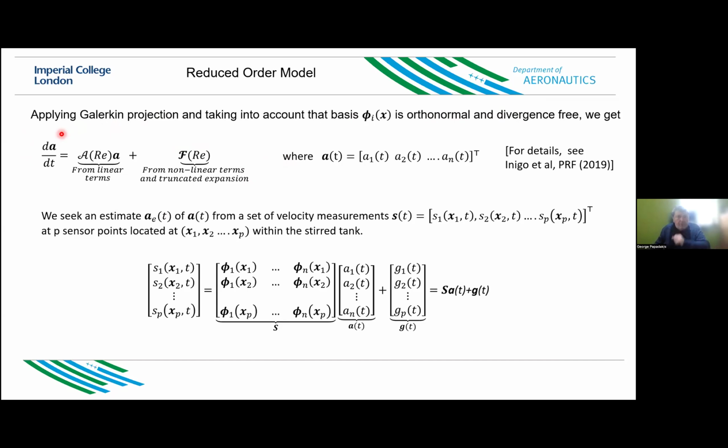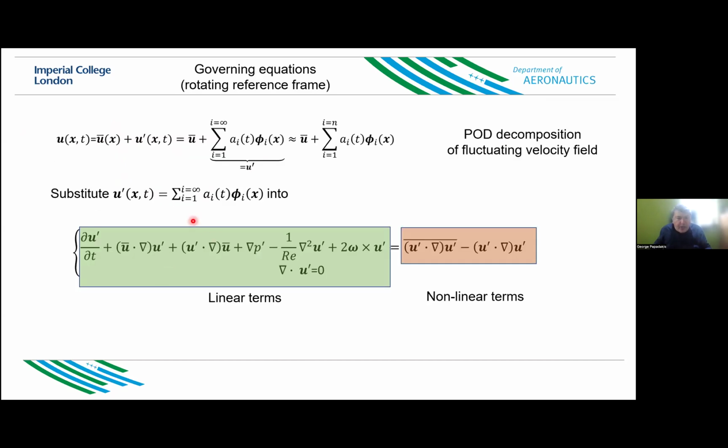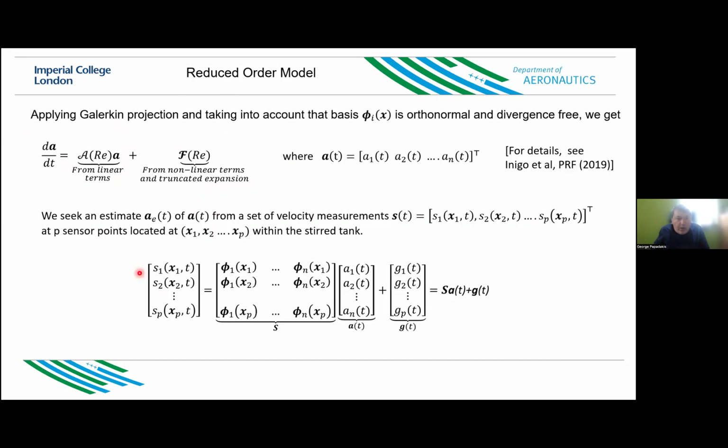All right. This is what the system looks like in symbolic form. I have a term which is linear with respect to A, and that term originates from the previous term that I showed you here with the greenish background. And then the nonlinear terms, when we project them onto phi, will give me this F here. So this is my equation of propagation of the POD mode.